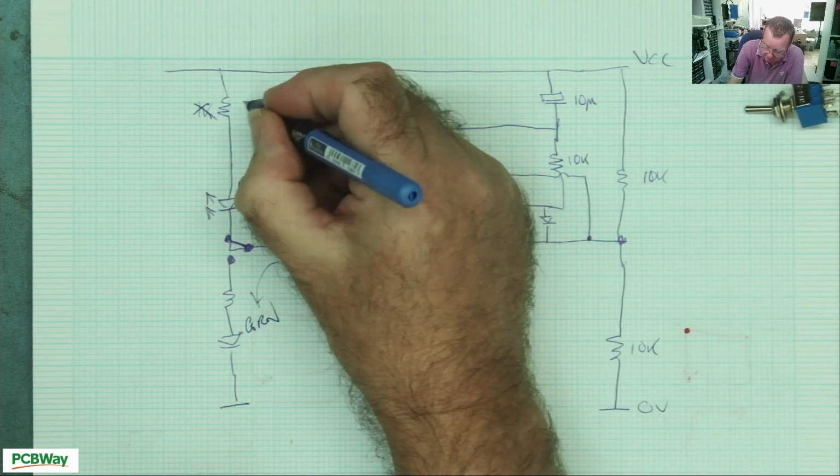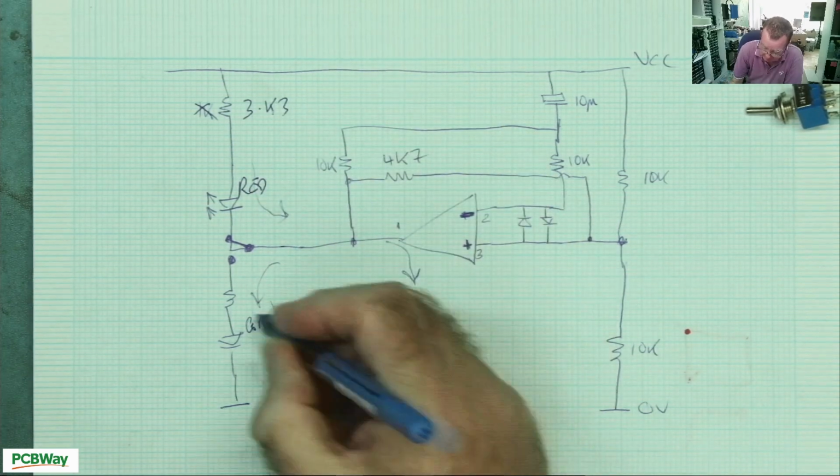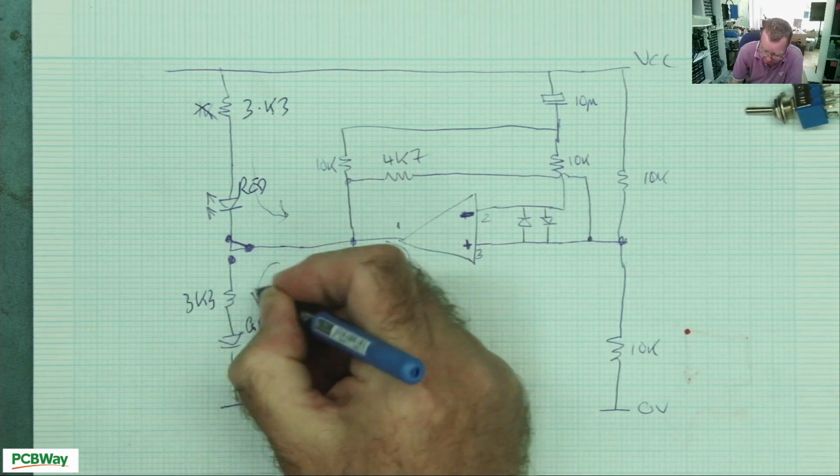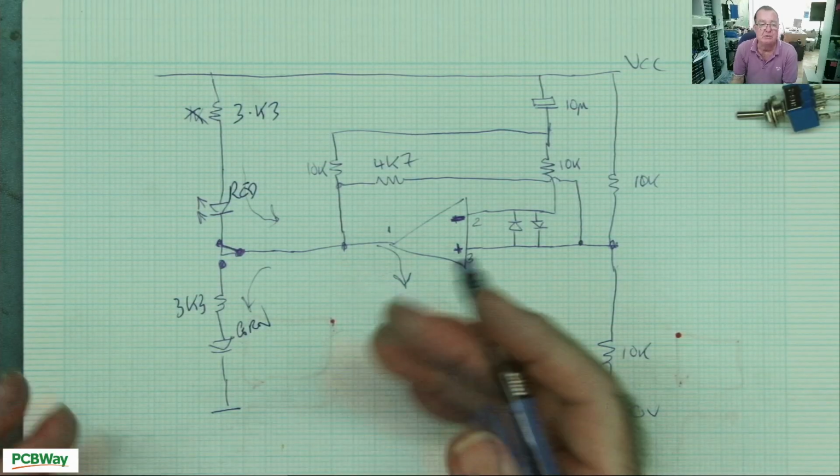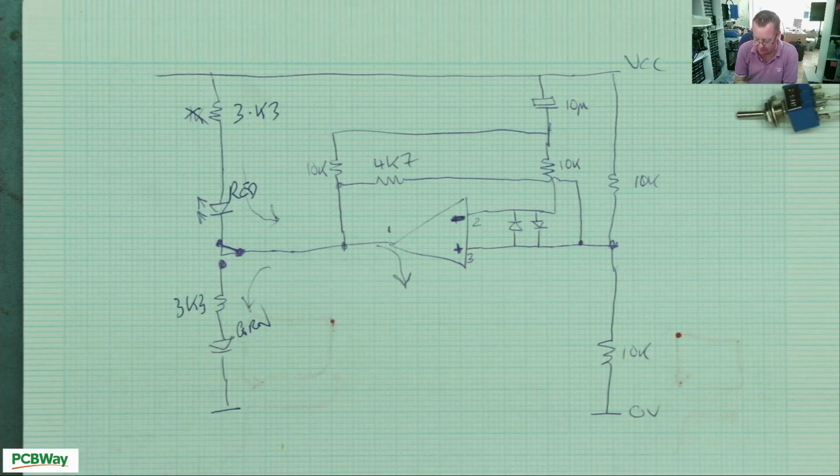This wasn't a 1K, it was a 3K3, and this was also a 3K3 resistor. As I discussed in the previous video, this just reduces the current. Okay, so all you really need to do is build 4 of those, and you can test any of these types of chips, to be quite honest.